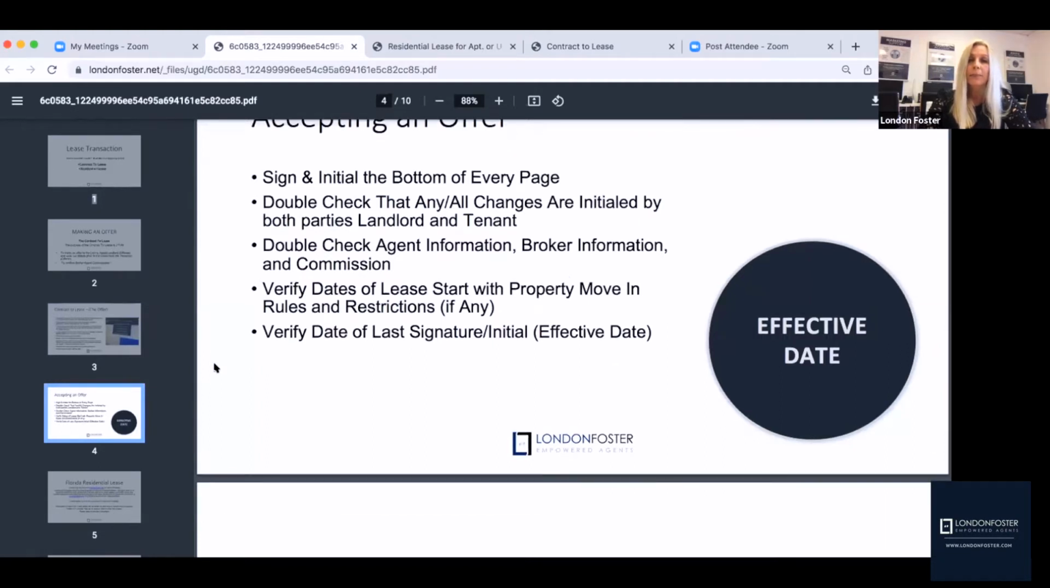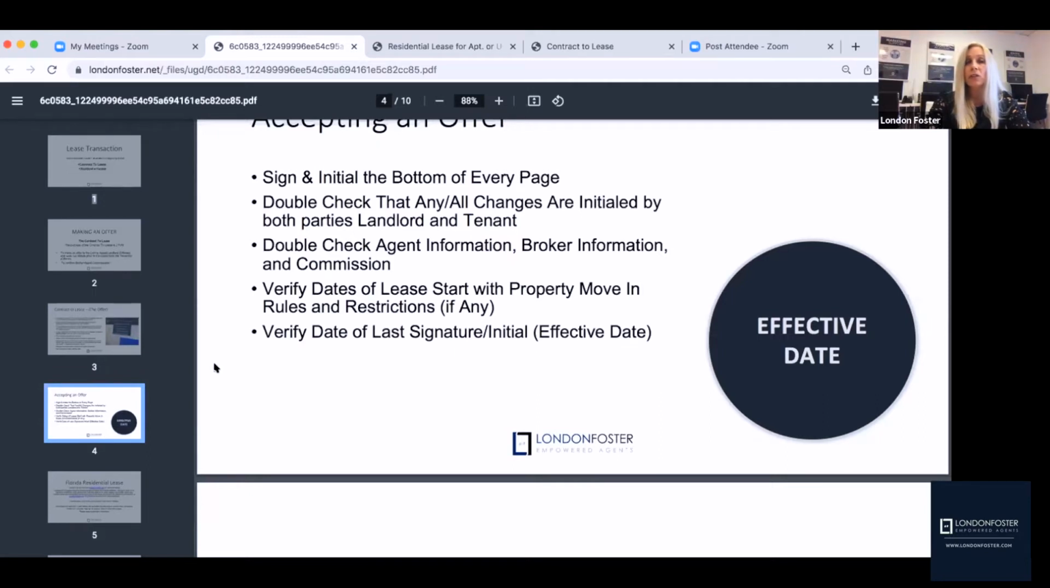And make sure that if you have done any changes, if it goes back and forth from the listing agent back to you, back to the sellers, double check that all the changes have been initialed by both parties, both the landlord and the tenant, and that everybody is in agreement. Double check the agent information, double check the broker information, and also the commission. The commission can be found on the actual listing in the MLS.